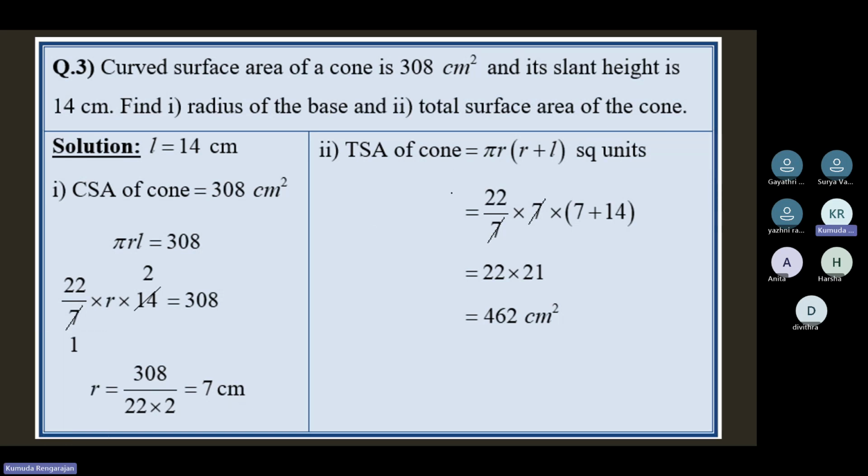Next, find TSA. Formula: pi R into R plus L. So you know R is 7, and L is given in the question, 14. Just have to substitute and calculate.